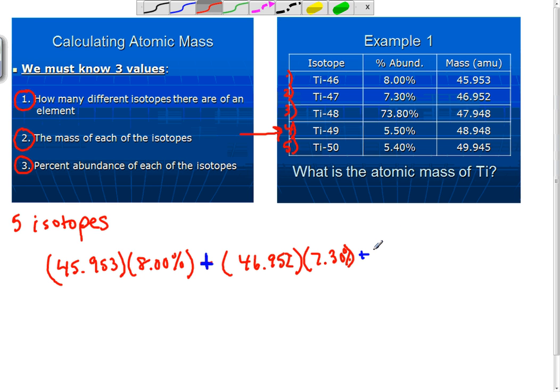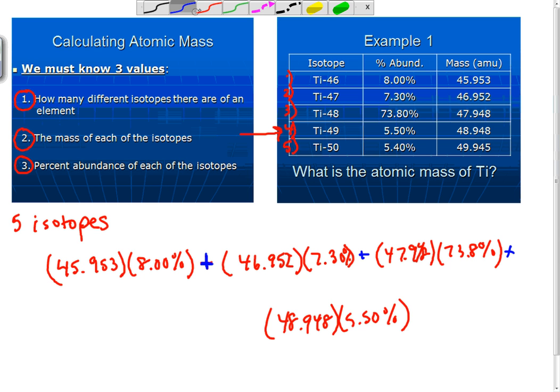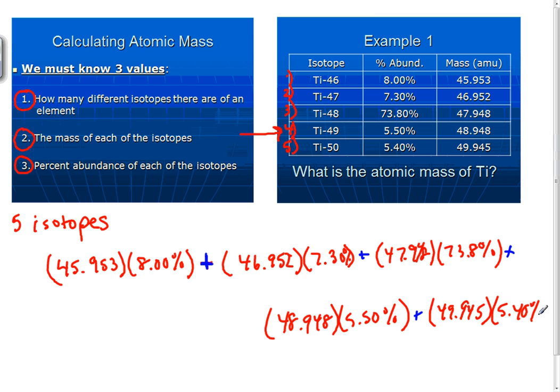the mass of the third times the percent of the third, plus the mass of the fourth times the percent of the fourth, and finally the mass of the fifth times the percent of the fifth. And notice I wrote everything in the blues.